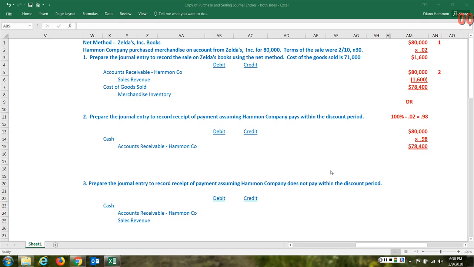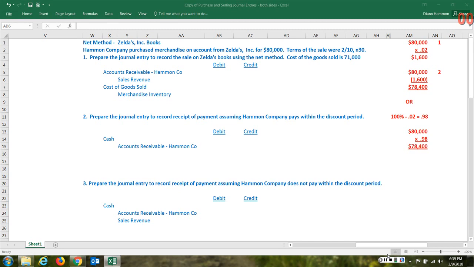So here we have Hammond Company. They purchased merchandise on account. This means they charged them from Zelda's for $80,000. Terms of the sale were 2% if paid within 10 days, otherwise the net is due in 30 days.